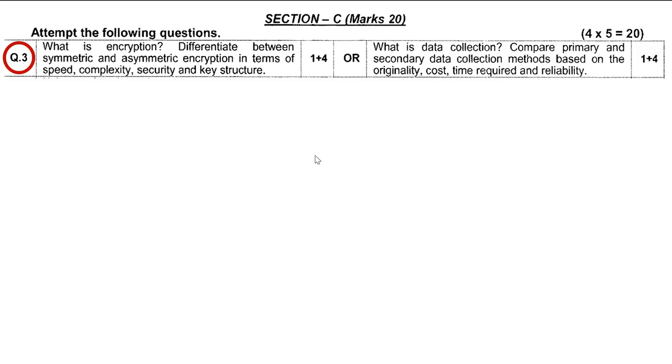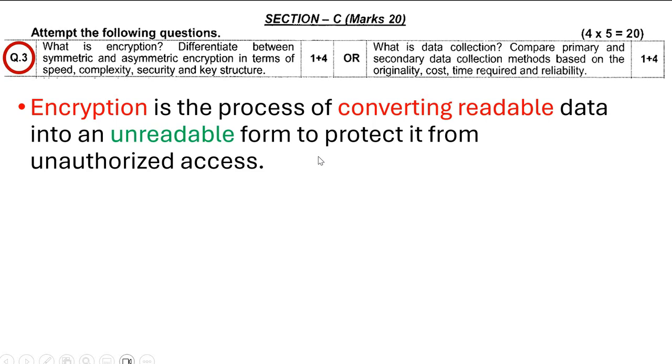Okay, let's start with encryption. Encryption is the process of converting readable data into an unreadable form for protection from unauthorized access. They are changing the data into a type that other users cannot read. This is the purpose of encryption. Suppose I want to give you one example.